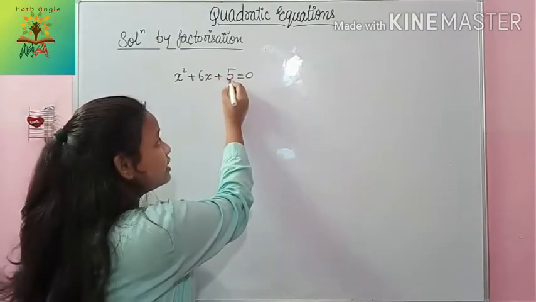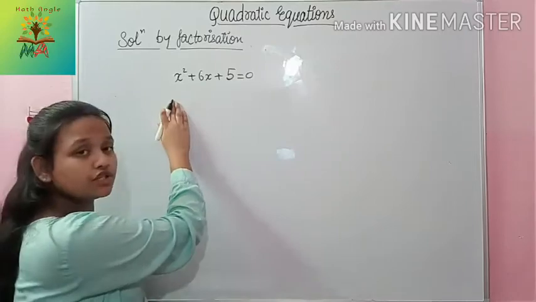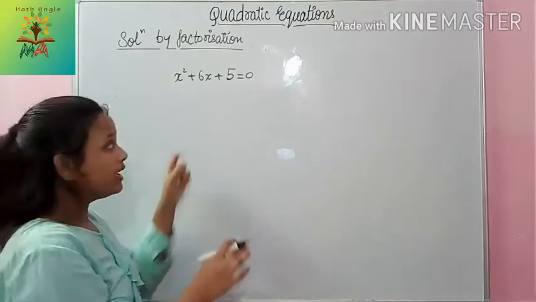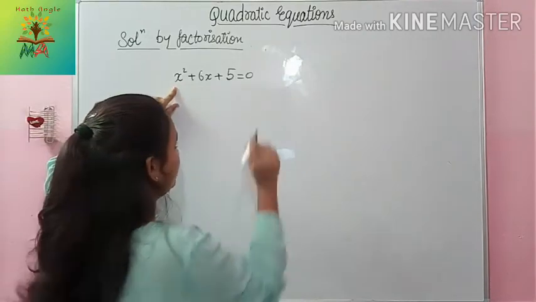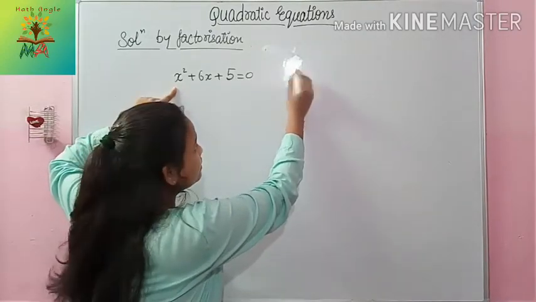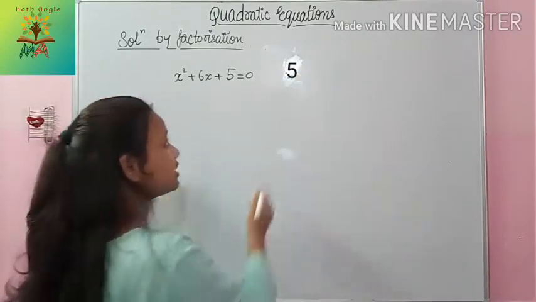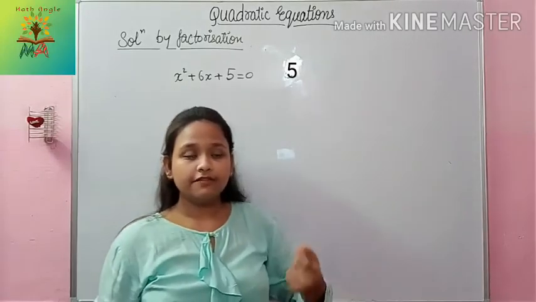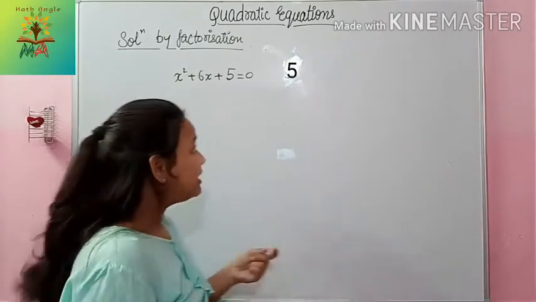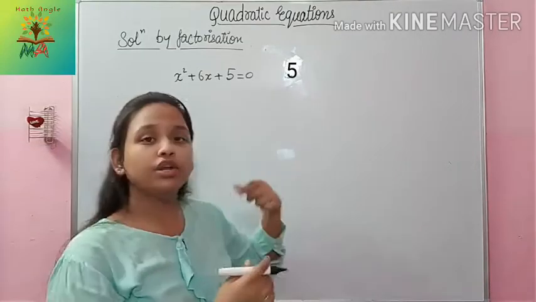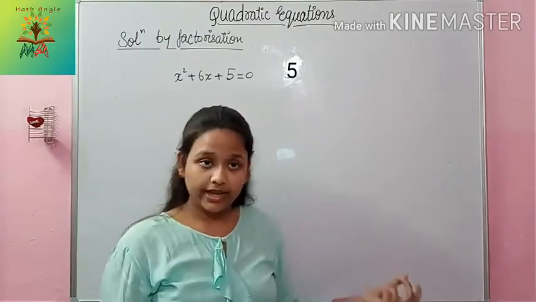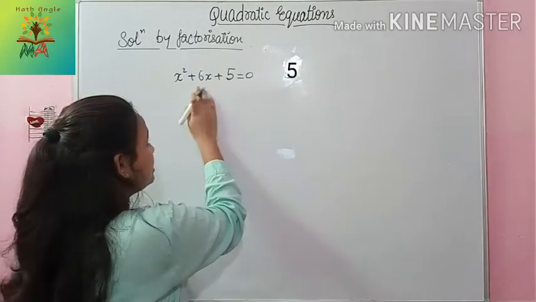We will multiply the constant term and the coefficient of x square. So here the constant is 5 and the coefficient of x square is 1. So we will have 5 into 1 is 5. Now we have to find the factors of 5 so that on multiplying those two numbers we get the original number, and on adding them we get 6.